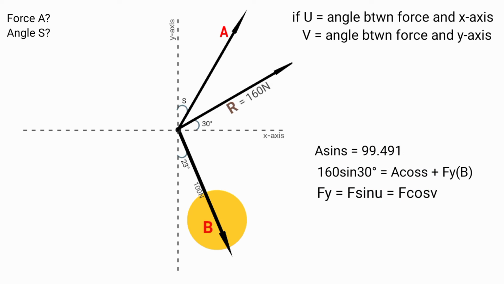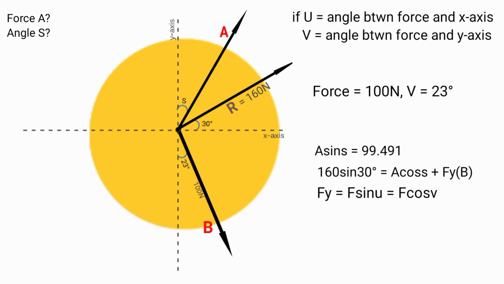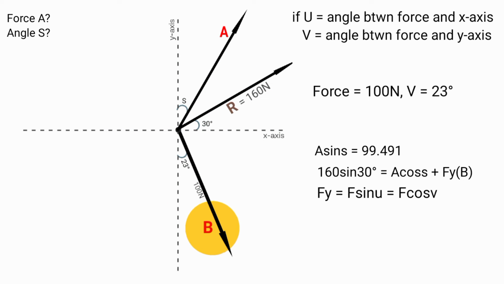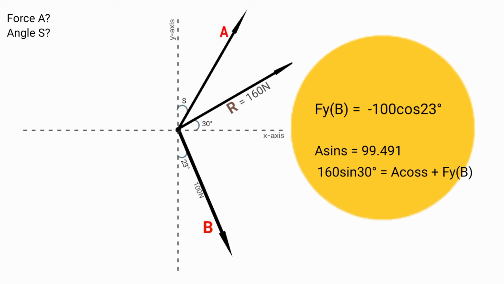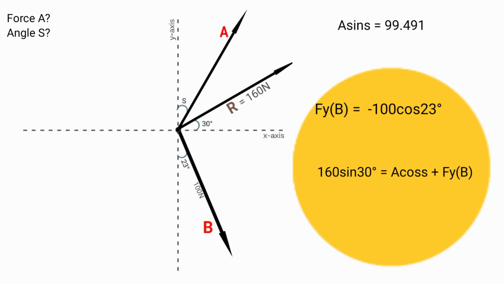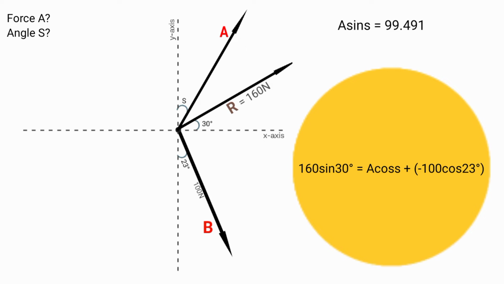Coming to force B, 23 degrees is the angle the force makes with the y-axis. But if you look here, force B is in the negative y direction, and hence the y component of force B is minus 100 cos 23. So now, 160 sin 30 degrees equals A cos S plus open bracket minus 100 cos 23 degrees, which is the same as A cos S minus 100 cos 23 degrees.